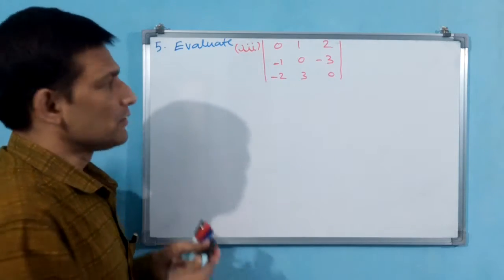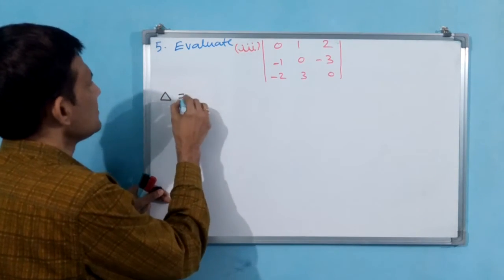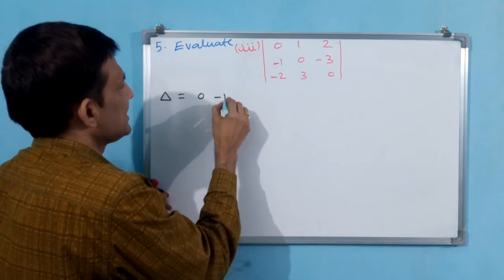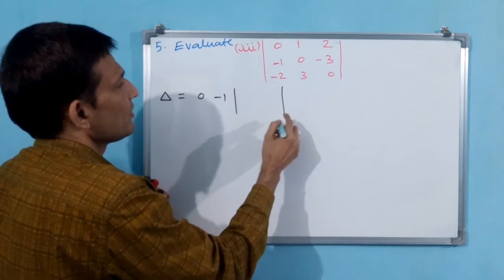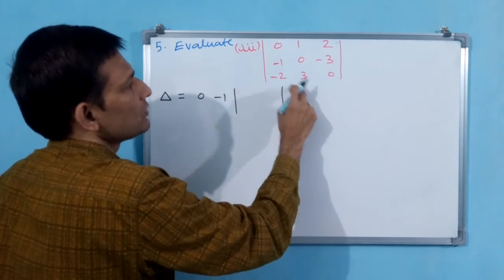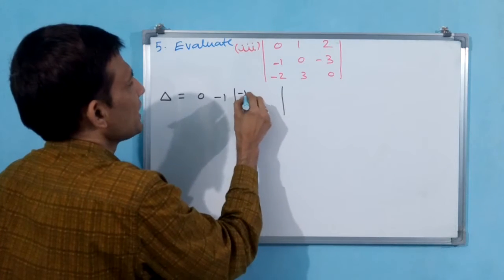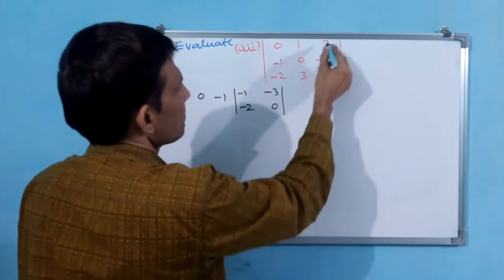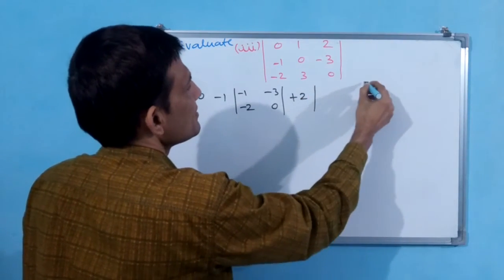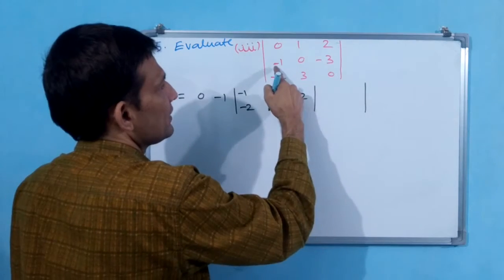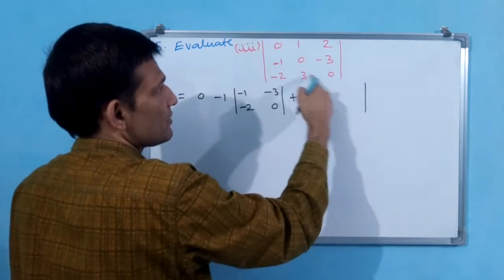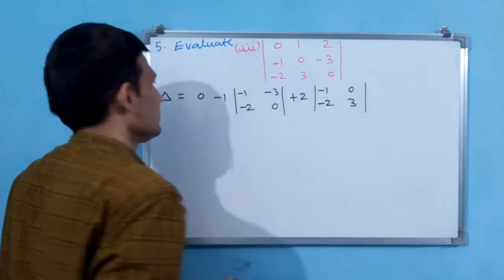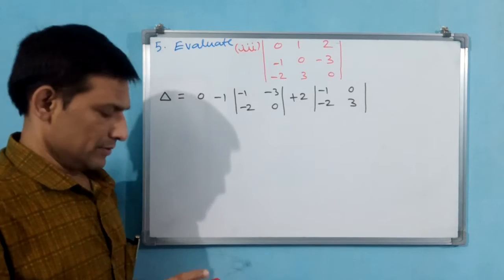Delta is equal to, see 0, only 0 you write, then minus 1, determinant. See row 1 column 2, minus 1 minus 3 minus 2 0. Okay, then plus 2, if you take row 1 column 3, then minus 1 0 minus 2 3. Is it okay? Okay.